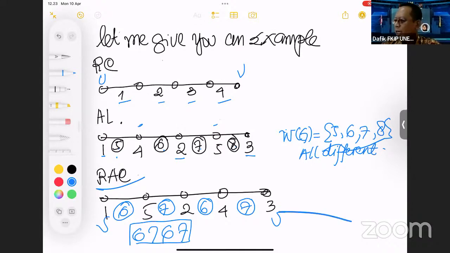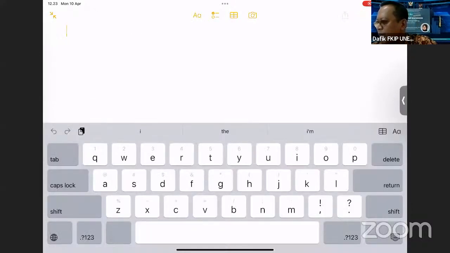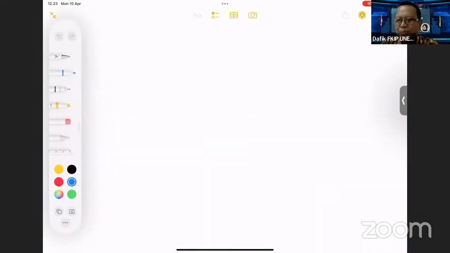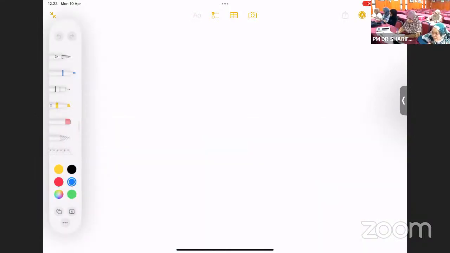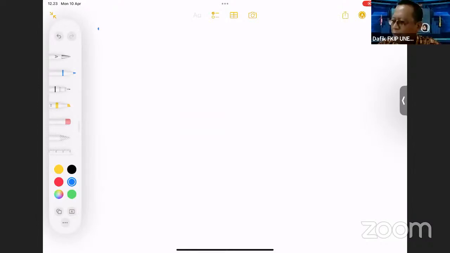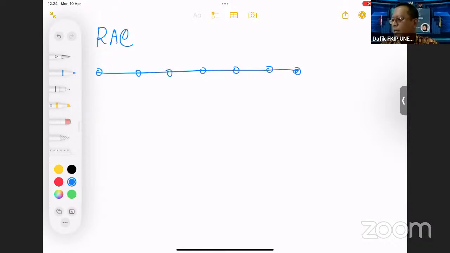Can you make it so that it has a rainbow anti-magic coloring? Can you, with path 5, Prof? Yeah, again the same. Okay, can you make it such that they admit a rainbow anti-magic coloring? Who can label it such that it becomes a rainbow anti-magic coloring?